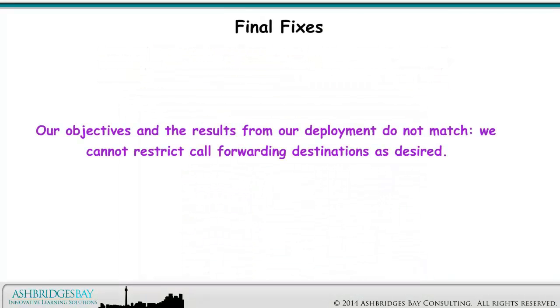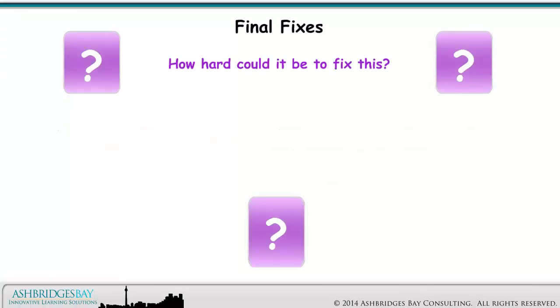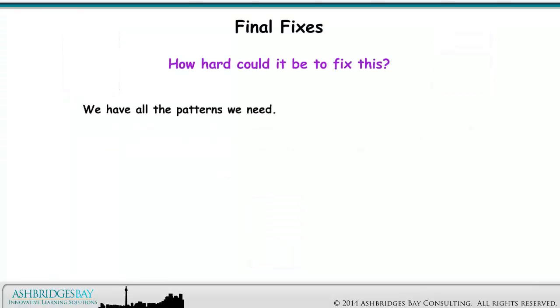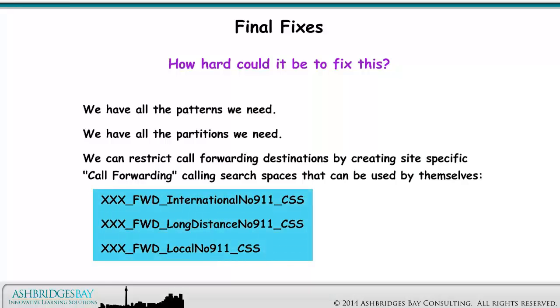Our objectives and the results from our deployment do not match. We cannot restrict call forwarding destinations as desired. What should we do? How hard could it be to fix this? We have all the patterns we need. We have all the partitions we need. We can restrict call forwarding destinations by creating site-specific call forwarding calling search spaces that can be used by themselves.